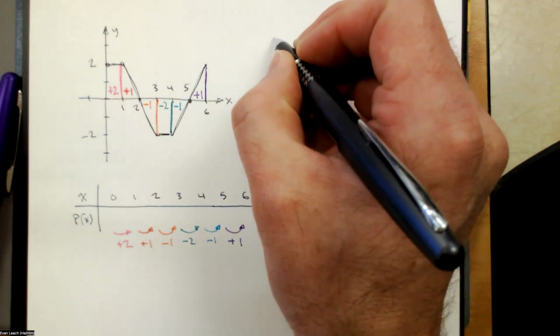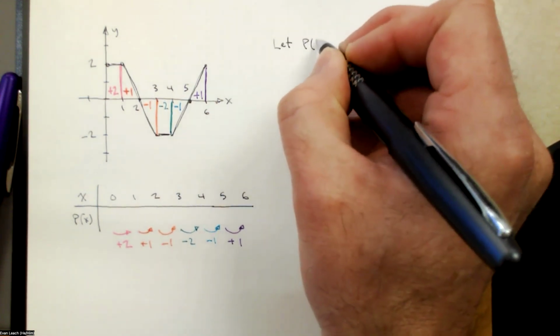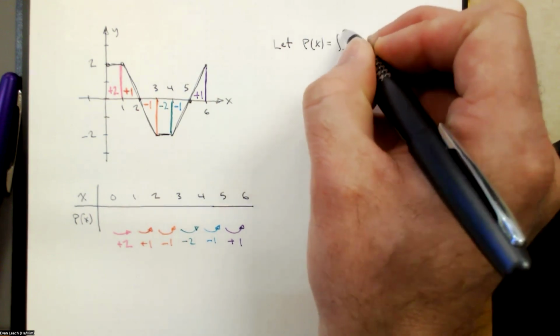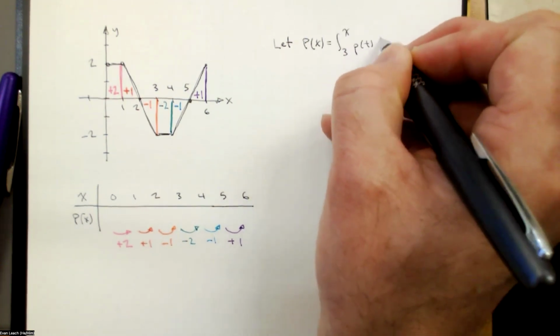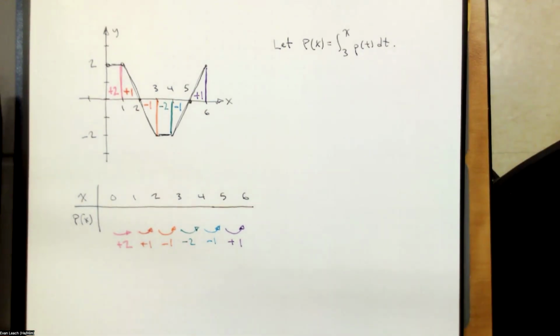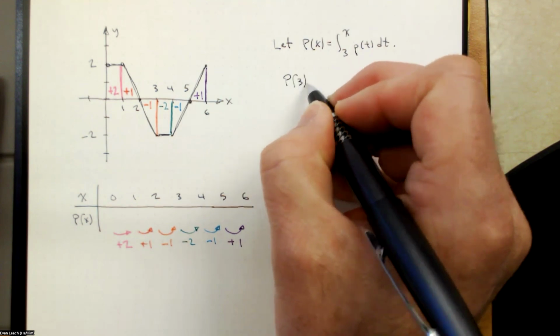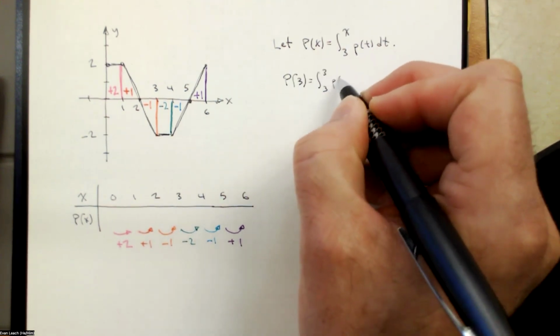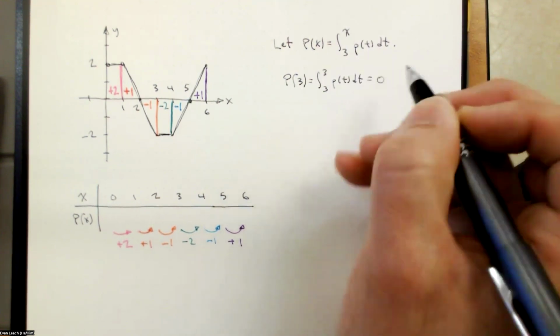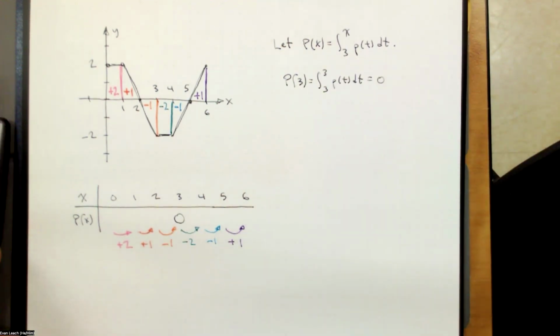So if I had said at the top, let capital P of X be the definite integral from 3 to X of P of T dt, this is me telling you that capital P of 3 is equal to 0. So if you're going to graph this or complete a table of values, that's where you're going to start.